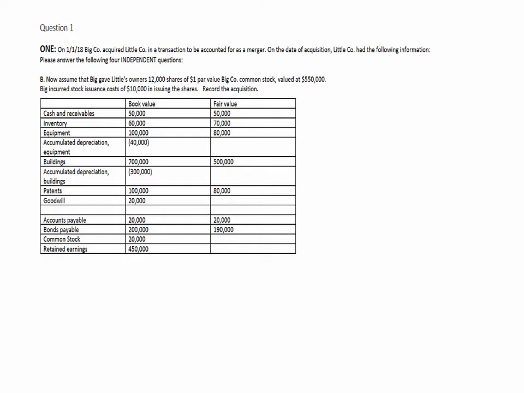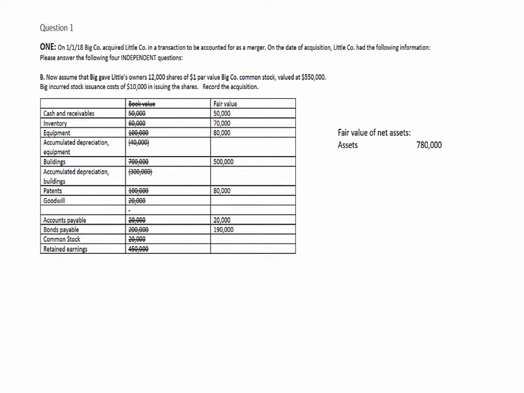Company. Again, all the same information as before, but now we're going to assume that Big gave Little's owners 12,000 shares of $1 par value Big Company common stock valued at $550,000, and they incurred stock issuance costs of $10,000 in issuing these shares.